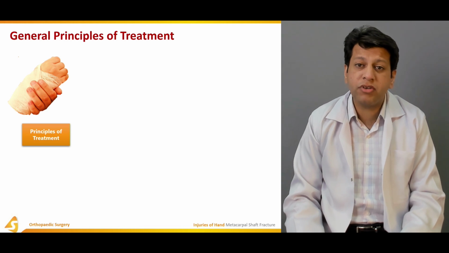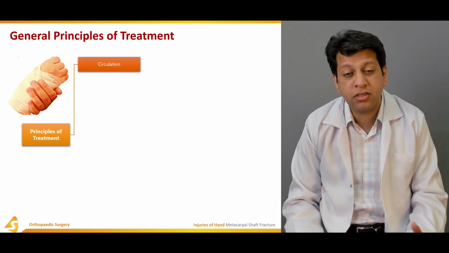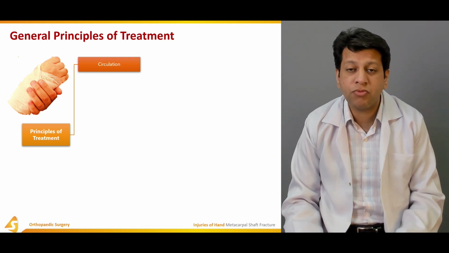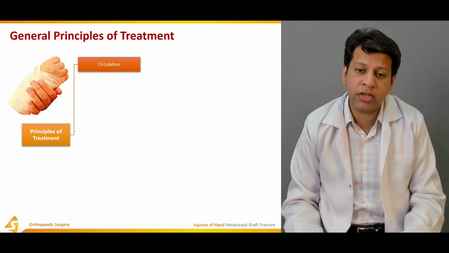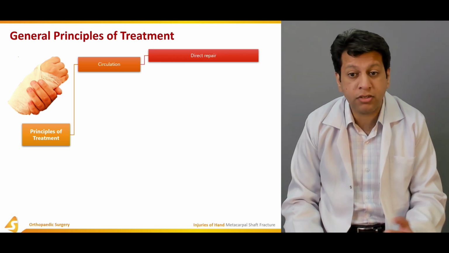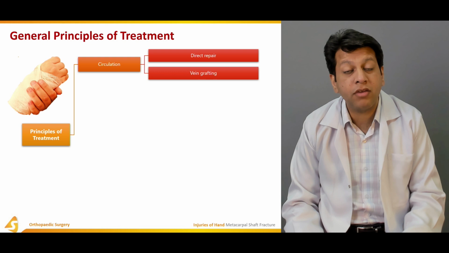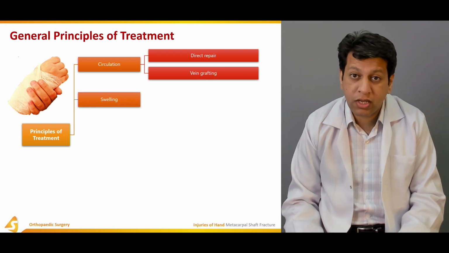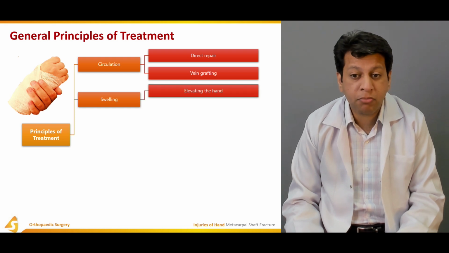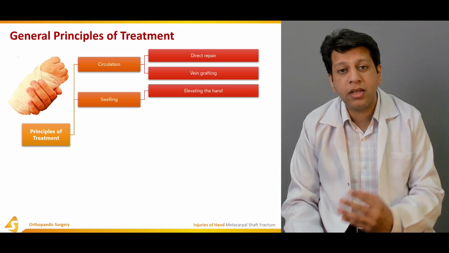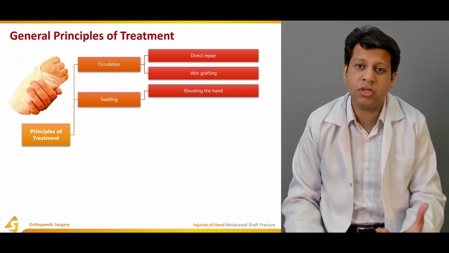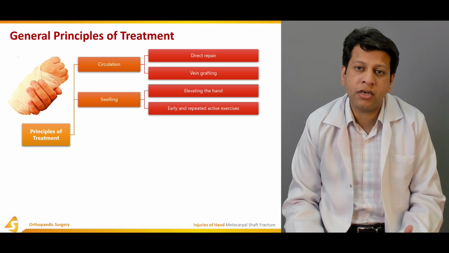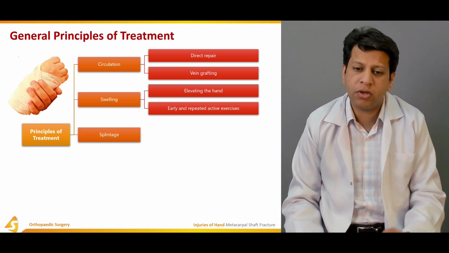So the general principles of treatment actually include that we have to deal with certain things first. Before we deal with the bone fractures, there are certain other things which are far more important in the hand than the bone fracture itself, one of them being circulation. We may need a direct repair or even a vein graft. Then we have to think of the swelling as well, because swelling may eventually lead to compartment syndrome. So generally, in hand injuries with metacarpal fractures, the hand is usually elevated, and early and repeated active exercises are started so that compartment syndrome can be avoided.